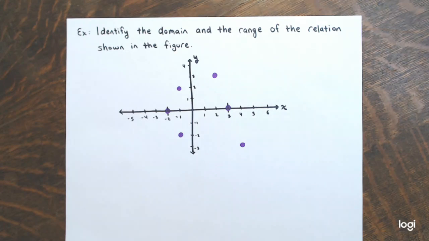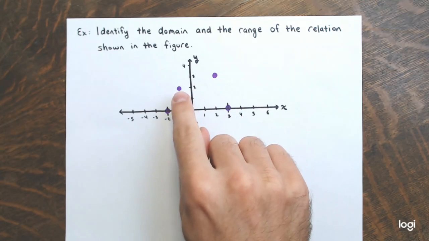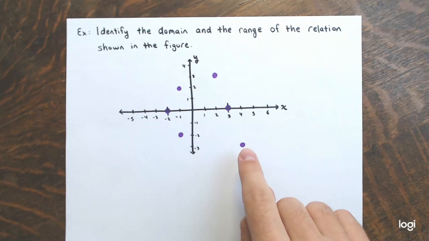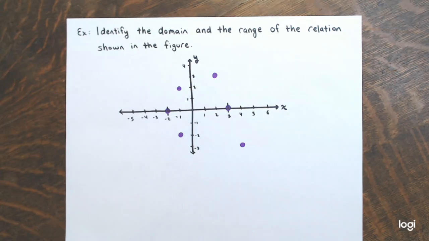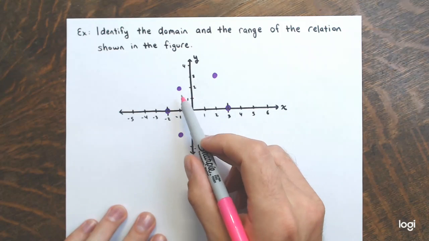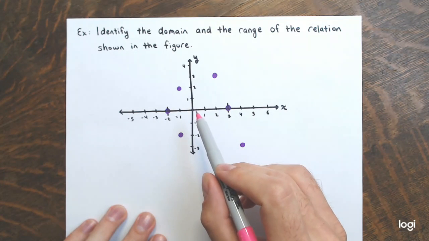And every ordered pair, right? I see I've got 1, 2, 3, 4, 5, 6 ordered pairs plotted, 6 points plotted. Each one of those is an ordered pair, demonstrating to me a relationship between these sets of numbers. So I'm going to label these points. We're going to figure out what these ordered pairs are.